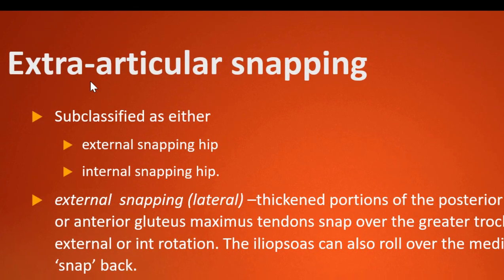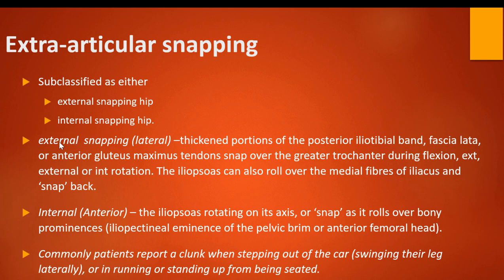The role of ultrasound is to look for these two subcategories. In terms of extra-articular snapping, we have both external and internal. This is where the terminology gets a little bit confusing. The external snapping is also called lateral snapping, and that's where thickened portions of the ITB or ITT or the fascia lata or the anterior glute max tendon snap over the greater trochanter, and it occurs during flexion or extension or external to internal rotation. The iliopsoas can also roll over the medial fibres of the iliacus, and we'll be seeing some examples of that, and it can snap back, so it's normally a very mobile tendon.